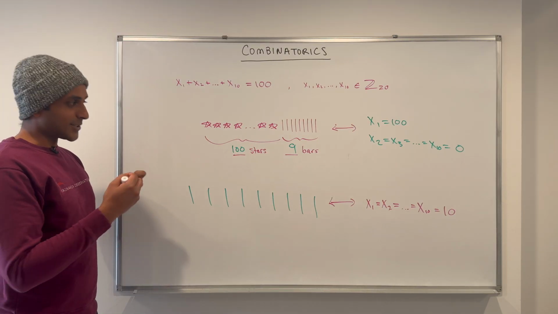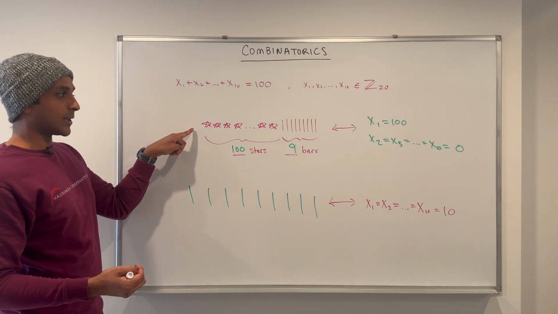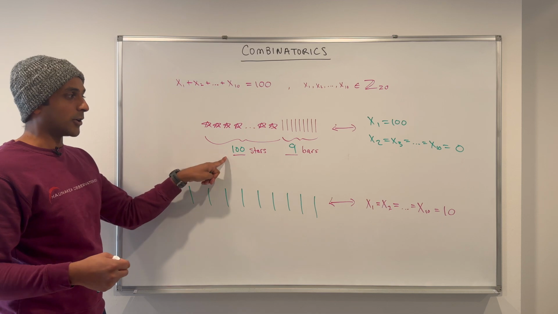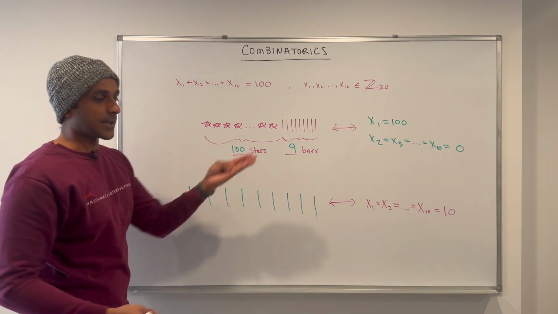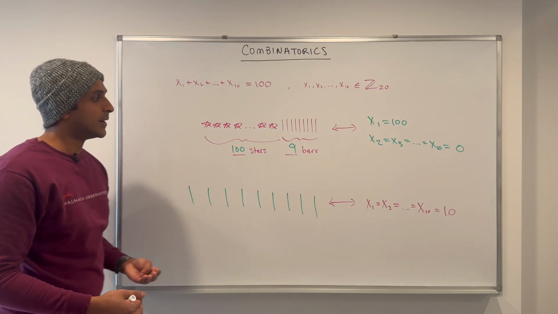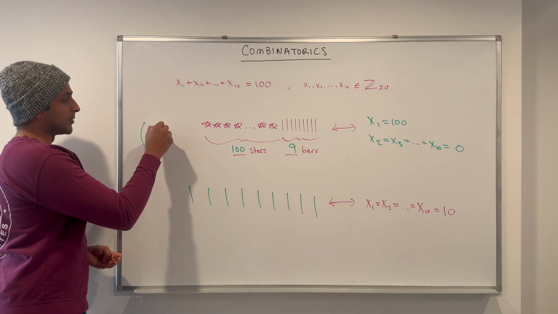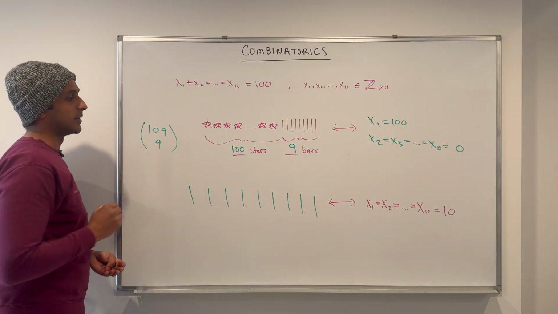So the answer to the question is the number of strings like this, with 100 stars and 9 bars, because there's a one-to-one correspondence between such strings and solutions to the equation. And the answer is thus 109 choose 9.